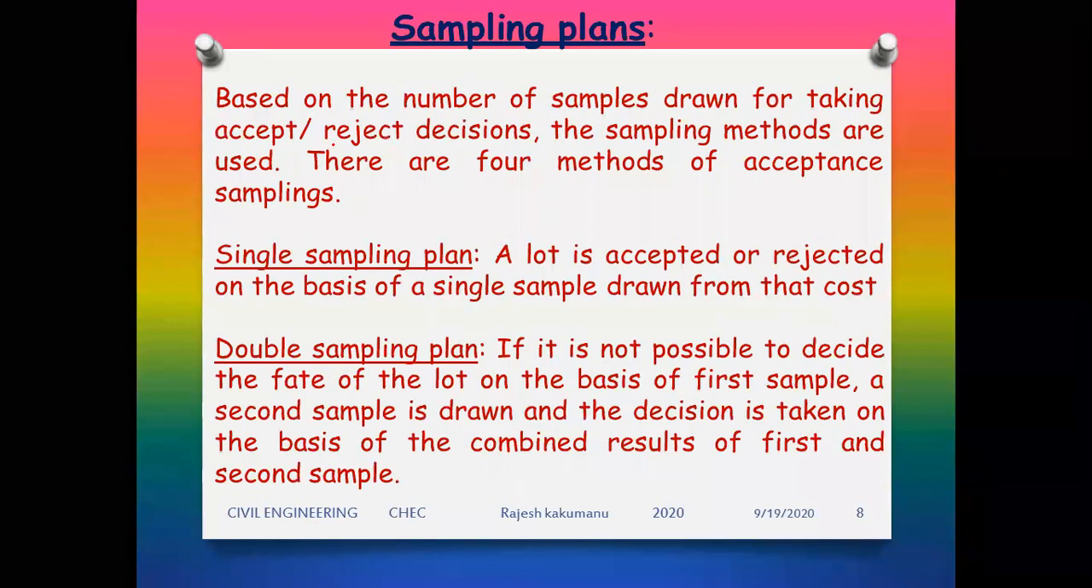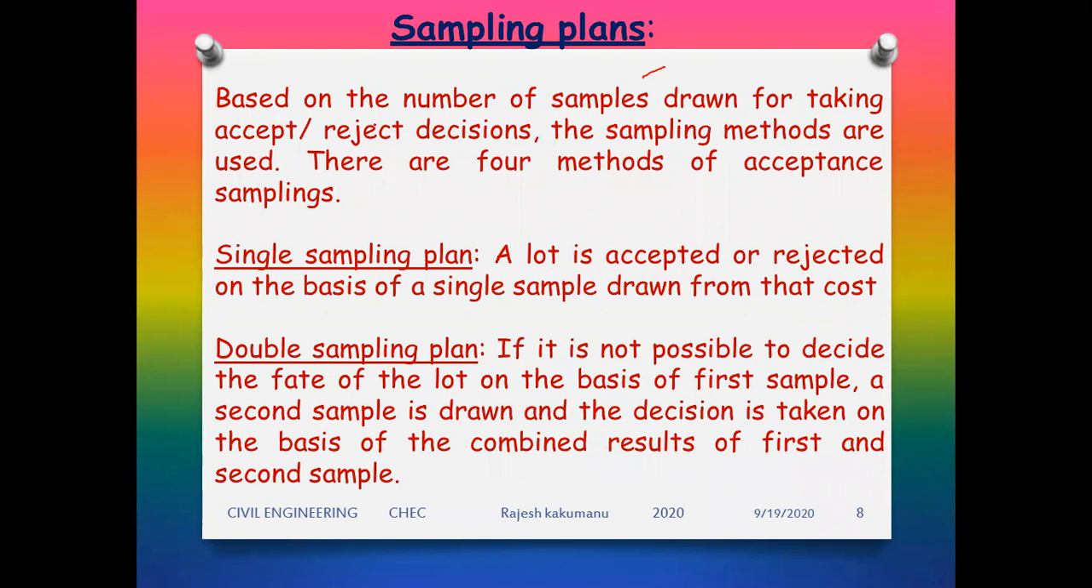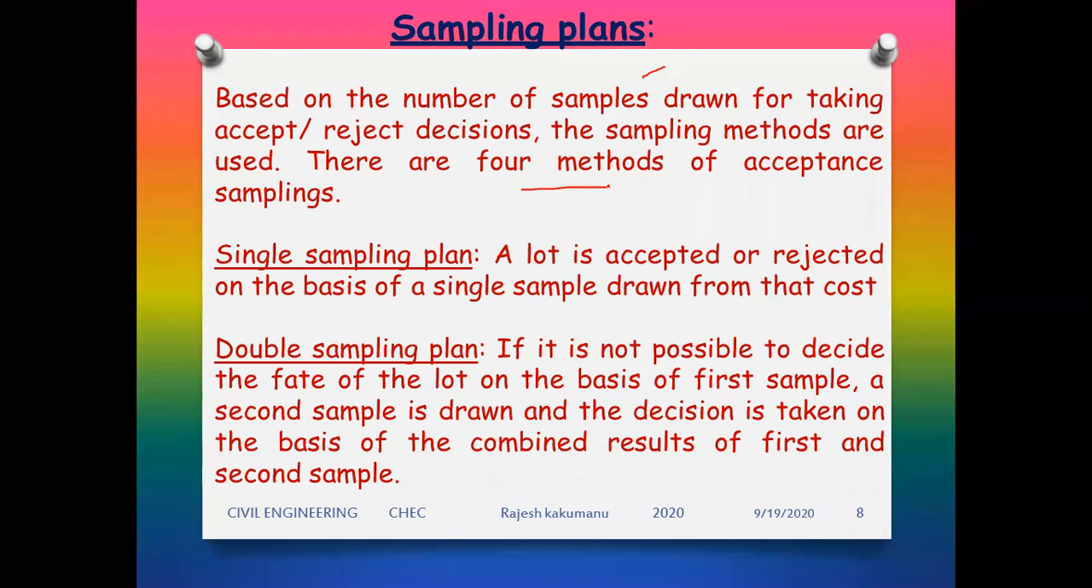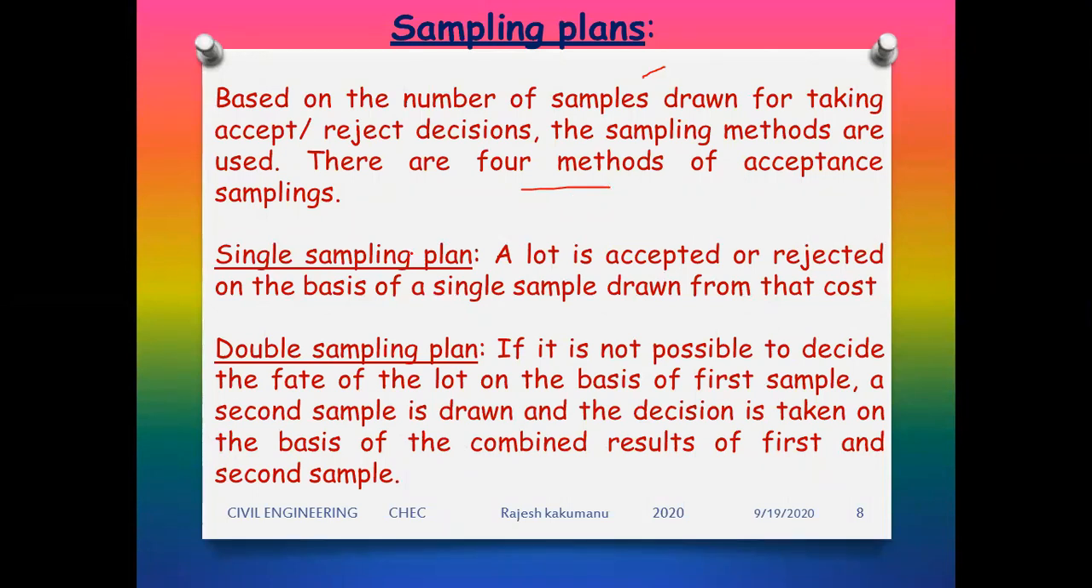Next concept is sampling plans. Based upon the number of samples drawn for accepting or rejecting the decisions, the sampling methods are used. There are 4 methods of acceptance sampling. So simply you have to say the sampling plans are of 4 types, whether to accept the lot or reject the lot. The first one is simple sampling plan.